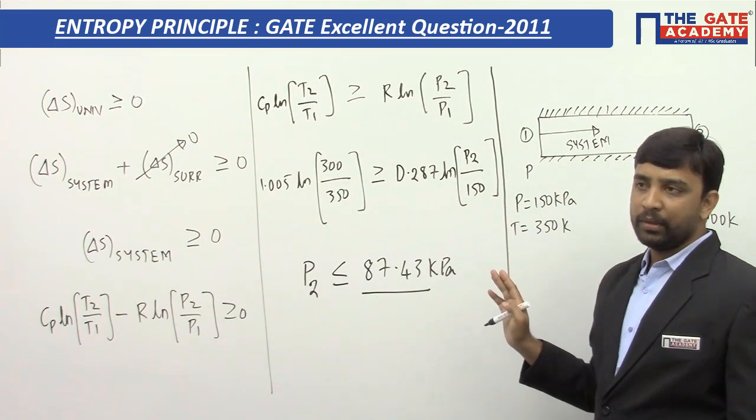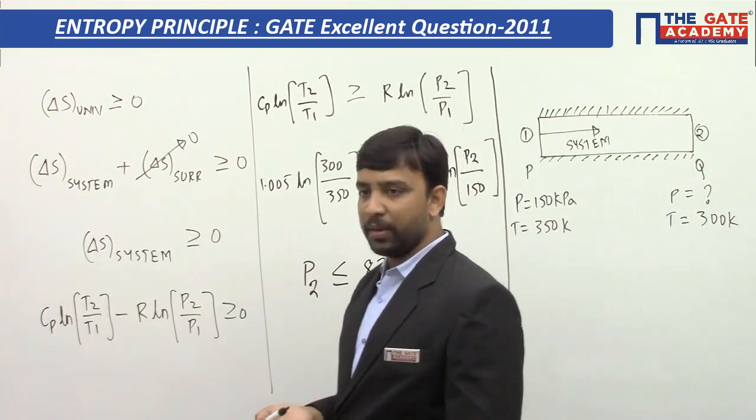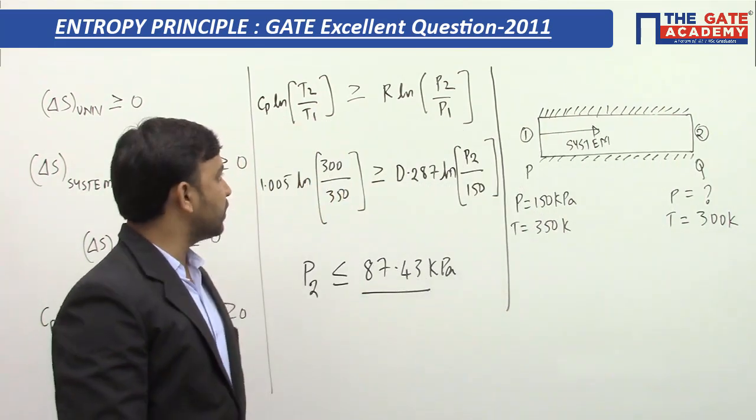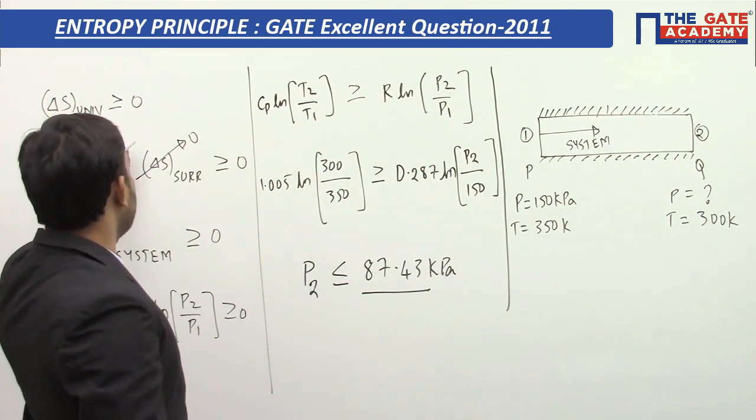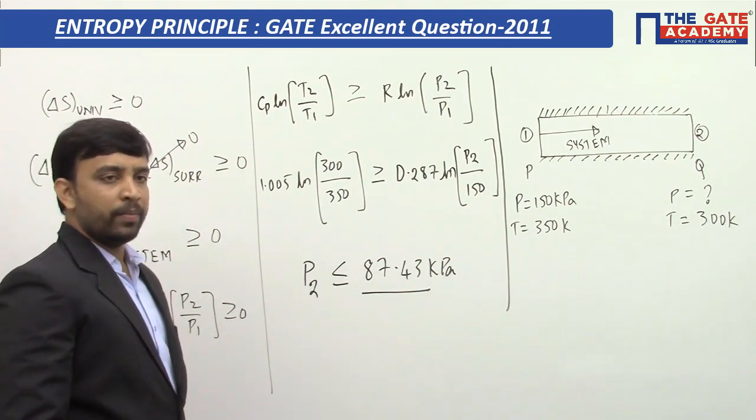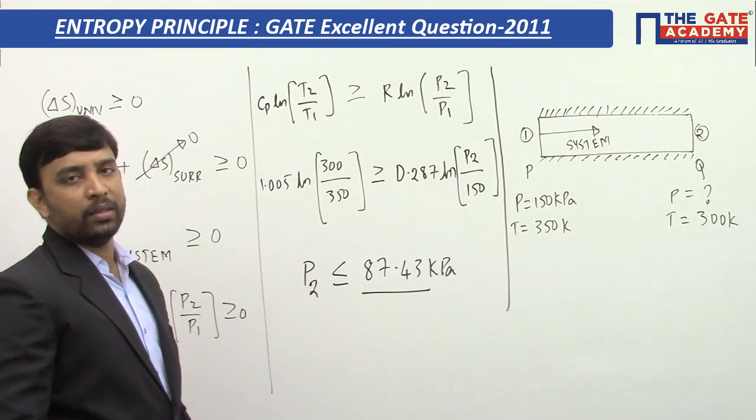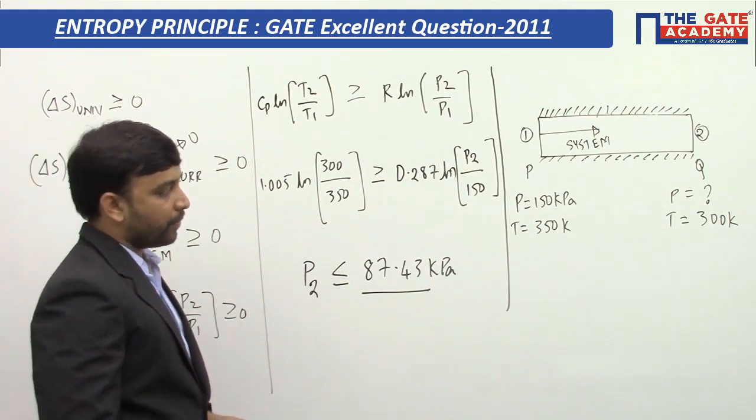So whenever some kind of questions are given like this, we have to assume this condition: change in entropy of the universe must be greater than or equal to 0. Only those processes will occur in the universe.